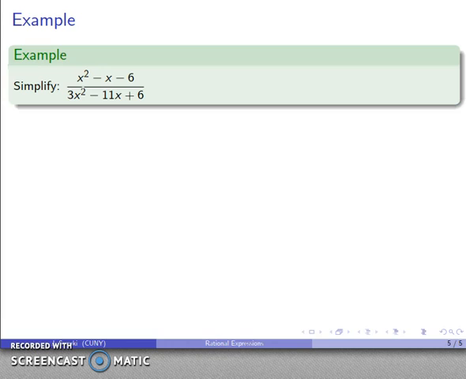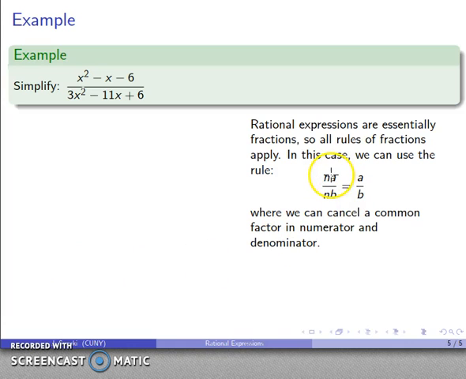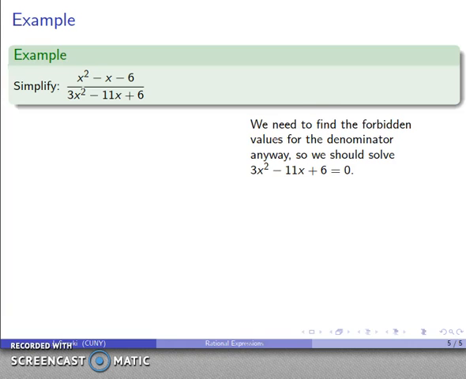Well, what about simplifying things? A rational expression is like a fraction, and one of the important rules I have for fractions is that if I have a common factor in numerator and denominator, then I can drop that common factor. So if I can factor numerator and denominator, and if it happens that there's a common factor in both, I don't need to carry it over. Both are quadratic, so we should always use the quadratic formula to find the roots and then factor. I need to find the forbidden values for the denominator anyway.